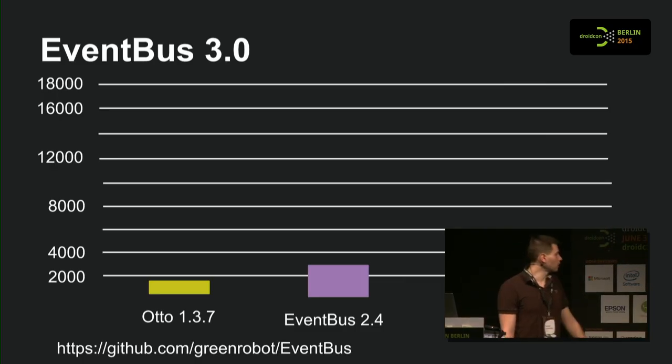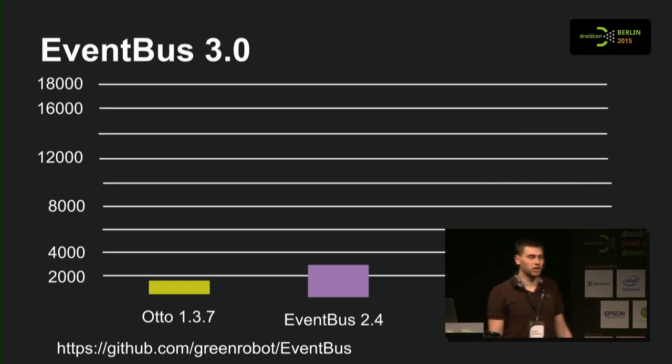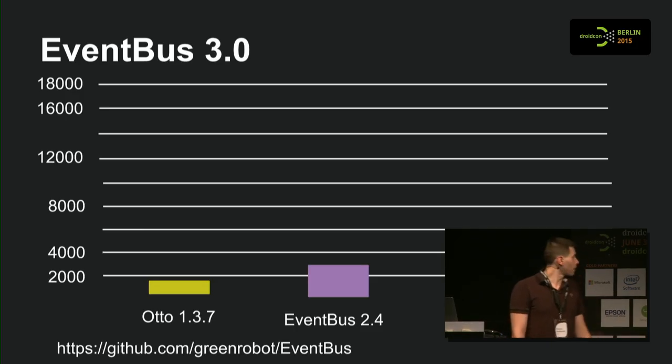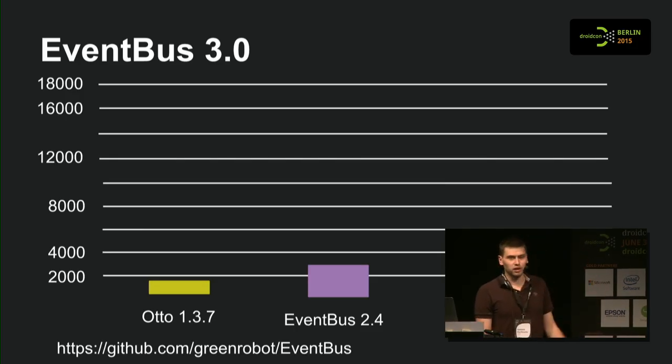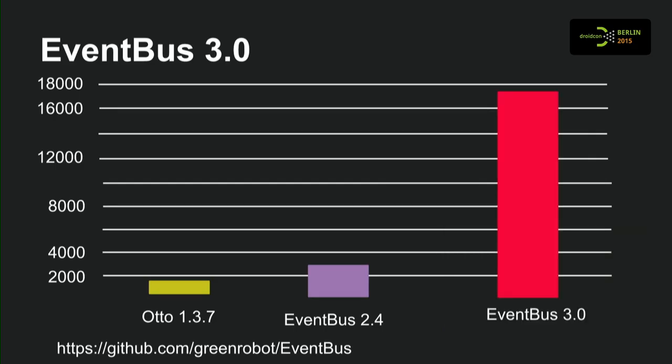Otto can register around 1,500 classes per second. Event Bus 2.4 has this naming convention and sped that up a little bit more, and you get something about 3,500. But with Event Bus 3, based on annotation processing, you get around 70,000 per second. This benchmark was done on a Nexus 9.